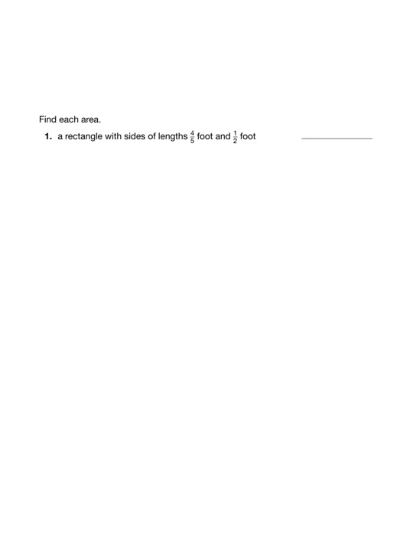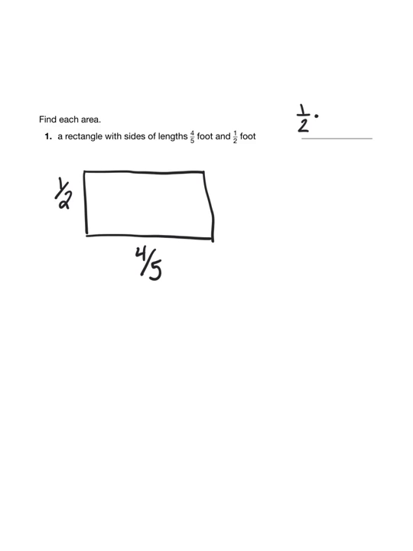So for number one, we're going to be working with a rectangle. One side has a length of 4/5 of a foot and the other side has a length of 1/2 of a foot. So we're going to multiply 1/2 times 4/5. Now when we're multiplying fractions, we just multiply the numerators. 1 times 4 is 4. Then multiply the denominators. 2 times 5 is 10.